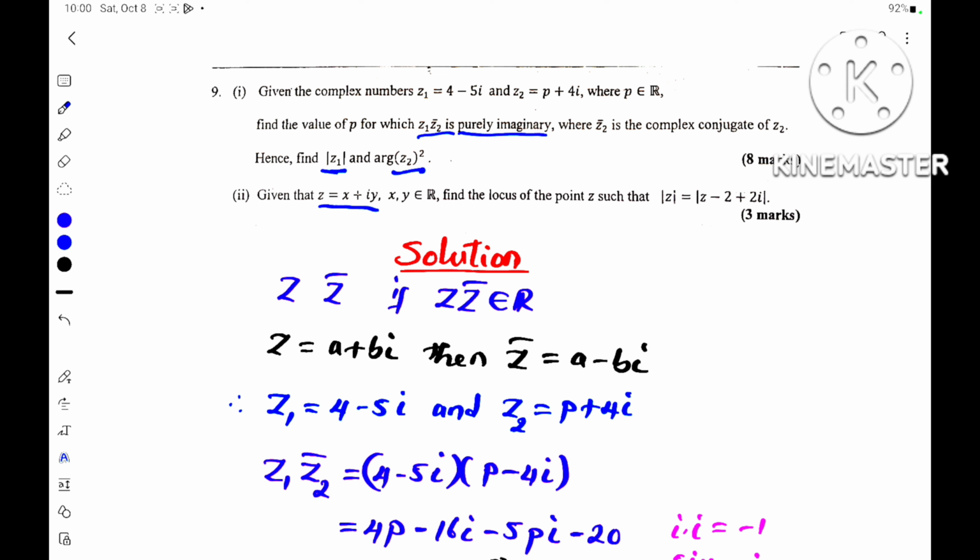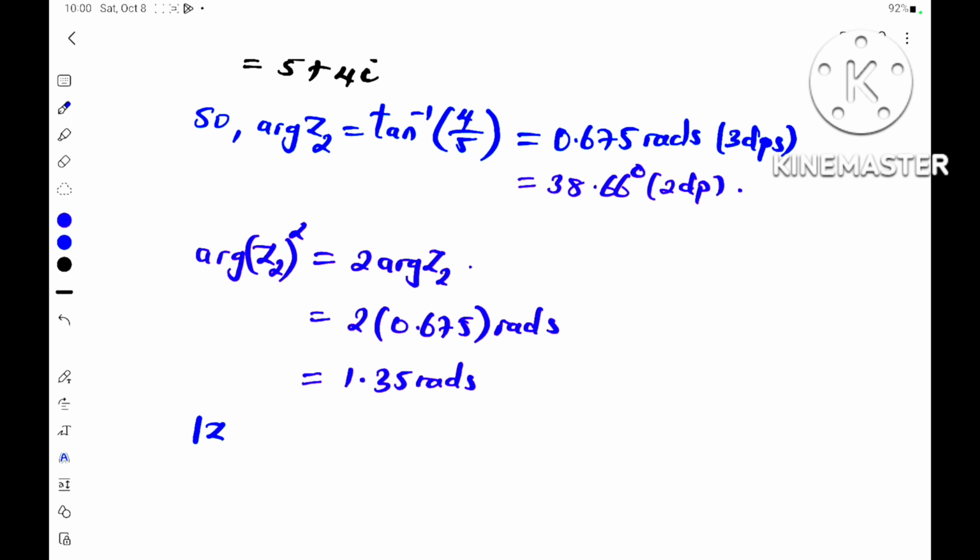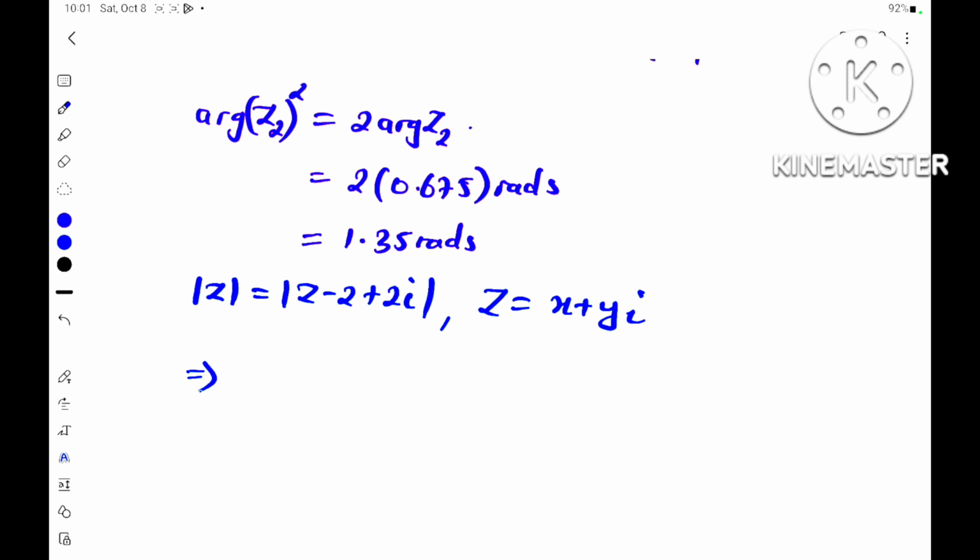In the second part of the question, we are told that z is equal to x plus iy, where x and y are real numbers, and we have been asked to find the locus of the point z such that the magnitude of z is exactly equal to the magnitude of z minus 2 plus 2i. That is, z is equal to x plus yi. So this implies that the magnitude of x plus yi is equal to the magnitude of x plus yi minus 2 plus 2i.